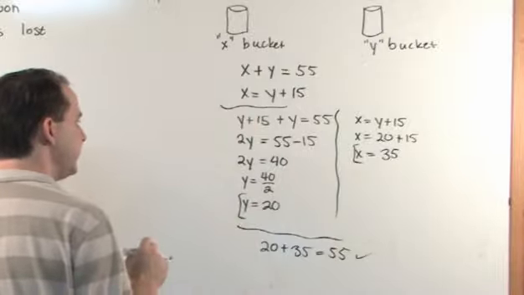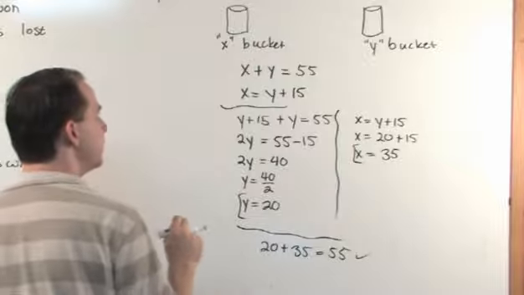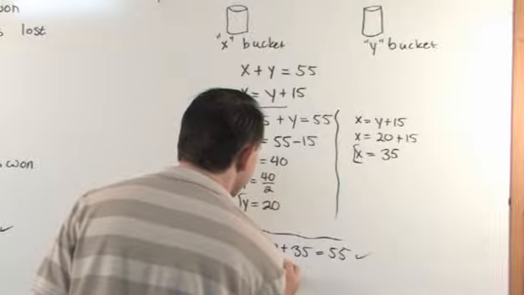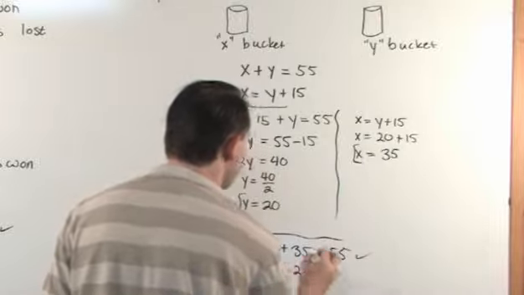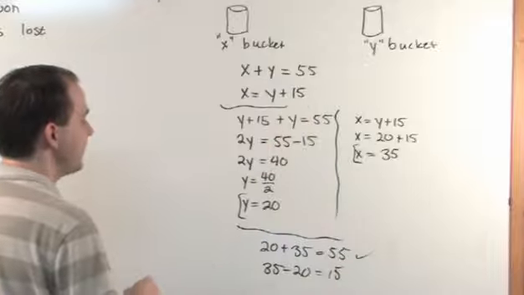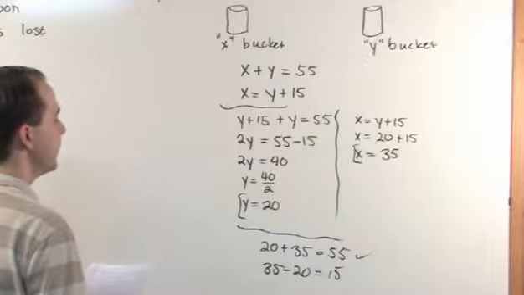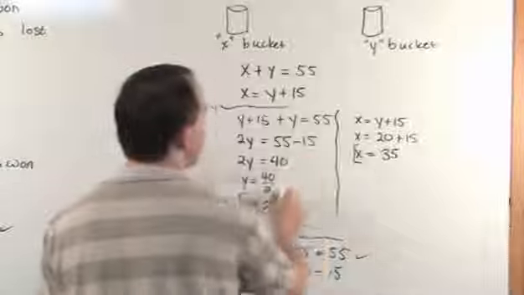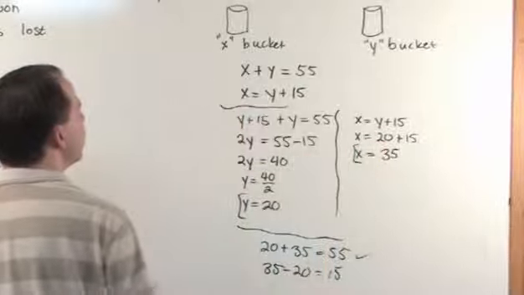Second thing to check, does one bucket have 15 more pecans than the other? Well, let's check. 35 minus 20, I think you can convince yourself when you do that math, is equal to 15. So one bucket does have 15 more pecans than the other, and that satisfies our word problem here. So you know that the answer is correct. 20 pecans over here, 35 pecans over here.